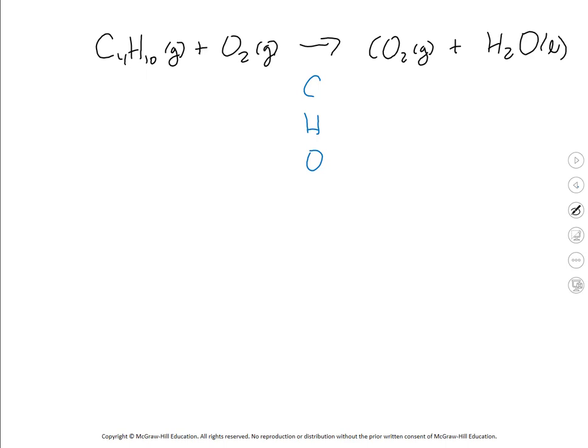Carbon, hydrogen, oxygen. Same as before, we're going to list how many we have on each side. So carbon, how many do we have on the reactant side? 4. How many do we have on the product side? Just the 1. Hydrogen, how many on the reactant side? 10. How many on the product side? 2. Oxygen, how many on the reactant side? 2. How many on the product side? 3. Good. It's in both carbon dioxide and water.